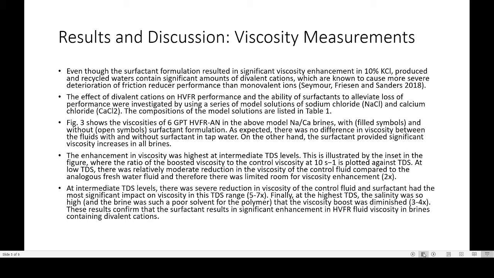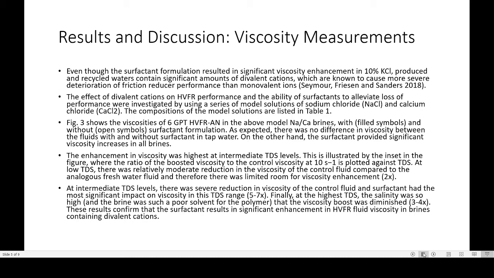As expected, there was no difference in viscosity between the fluids without surfactant and tap water. On the other hand, the surfactant provided significant viscosity increases in all brines. The enhancement in viscosity was highest at intermediate TDS levels. This is illustrated in the inset in the figure, where the ratio of boosted viscosity to the control viscosity at 10 inverse seconds is plotted against TDS.